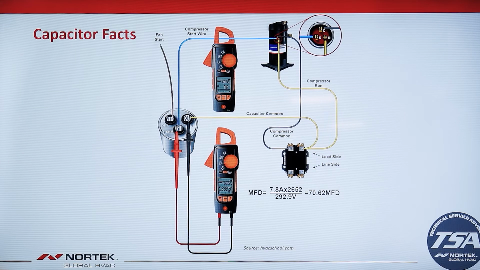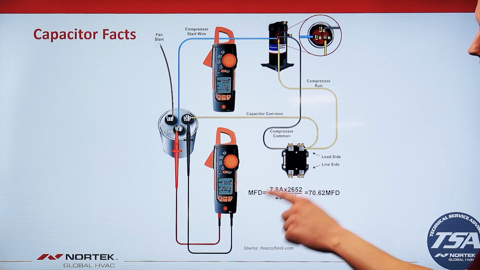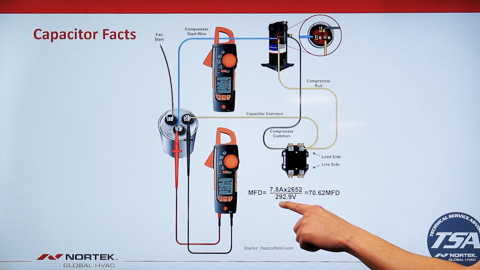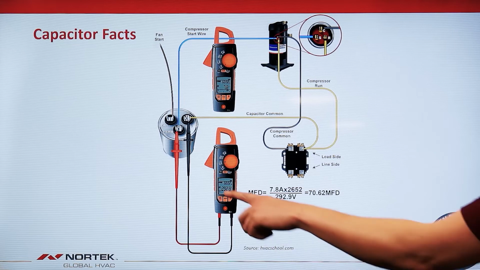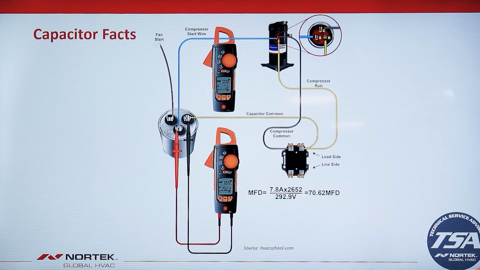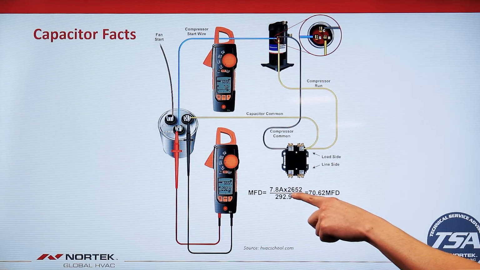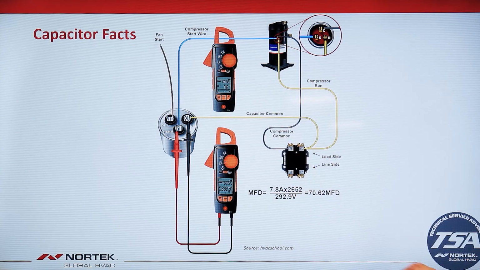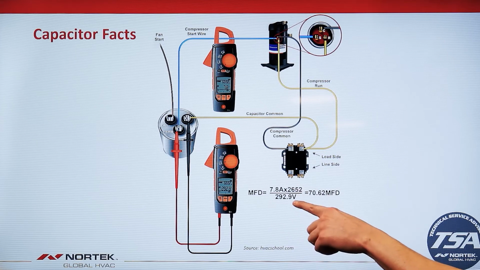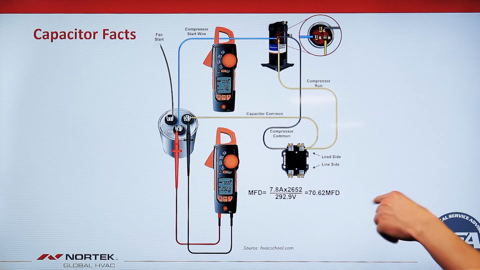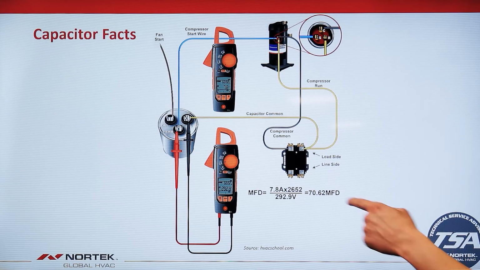And then the second thing that you'll want to do is take a voltage reading on your capacitor. Per our example, our voltage reading is 292.9 volts on our meter. Now, what you'll end up doing is taking your amp draw and multiplying that by 2652, and then you'll take that number and divide it by your voltage.